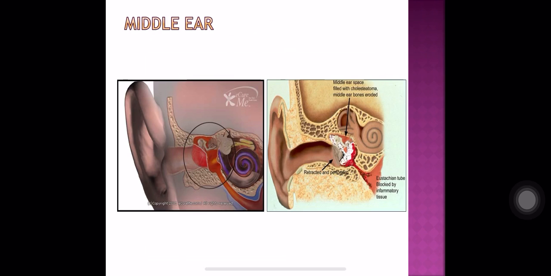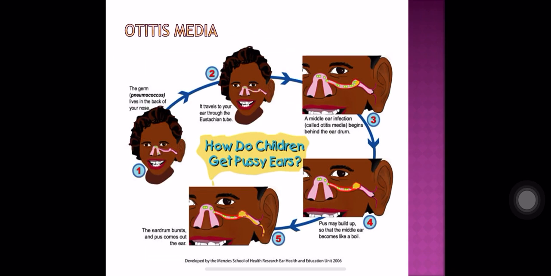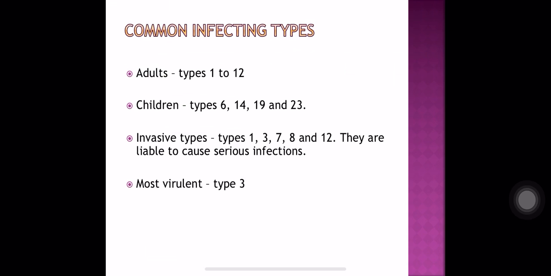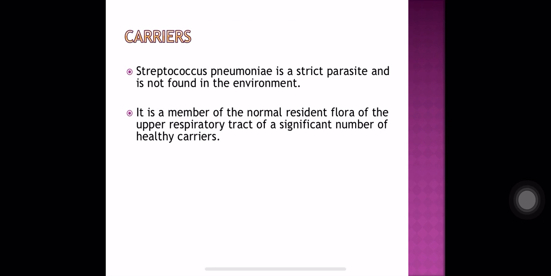Lobar pneumonia, otitis media, sinusitis, septicemia. And various serotypes of pneumococcus cause infections in different categories. In adults, types 1 to 12 are common. In children, types 6, 14, 19 and 23 are common. The invasive types of pneumococcus are types 1, 3, 7, 8 and 12, which lead to serious infections, and the most virulent serotype of pneumococcus is type 3.